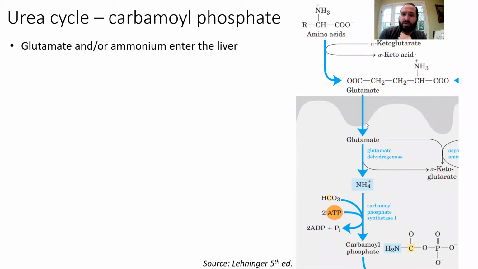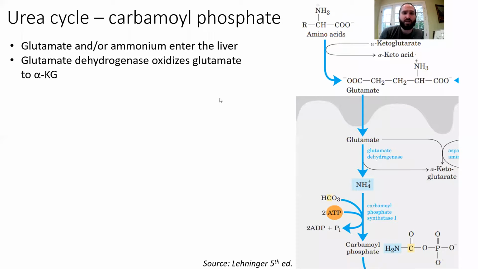Will then enter the liver. So we're in the liver mitochondria now. And then glutamate can undergo a reaction catalyzed by glutamate dehydrogenase, which will oxidize glutamate back to alpha-ketoglutarate, so it can undergo further reactions. In the process, when glutamate gets oxidized to alpha-ketoglutarate, we lose the ammonium group, and either an NAD+ or an NADP+, don't worry about that, will become NADH or NADPH.